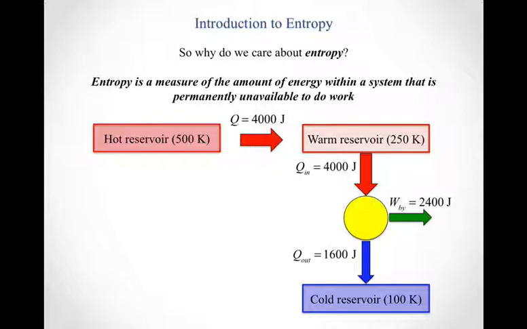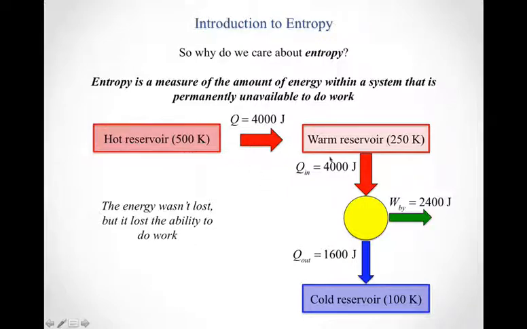I get less work out. So I only get 2,400 joules worth of work in this case and have to dump out 1,600 joules into the cold reservoir. What I've done in taking that energy and transferring it first into the warm reservoir is I increased the entropy, which means that energy wasn't lost. It's still the same 4,000 joules, but it lost the ability to do work.